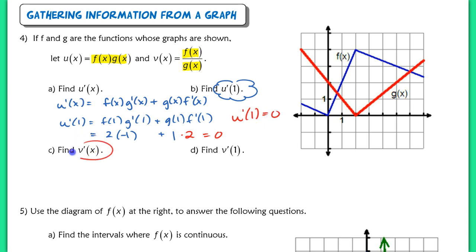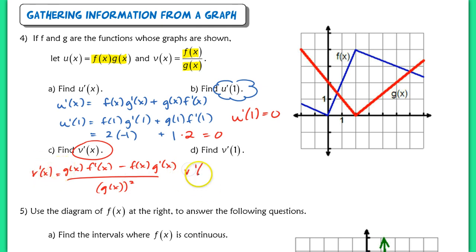For v prime of x, we use the same idea that we used for u prime of x. This time we're dealing with a quotient, so we have to use the quotient rule. So we have ho d hi minus hi d ho, all over ho ho. Let's label that as v prime of x. So when we want to find v prime of 1, we have to take all of those and evaluate at 1. So g of 1 times f prime of 1, minus f of 1 times g prime of 1, all over g of 1 squared. So I would like you to try that on your own and then check with the key real quick to make sure that you understand how to plug in those values.